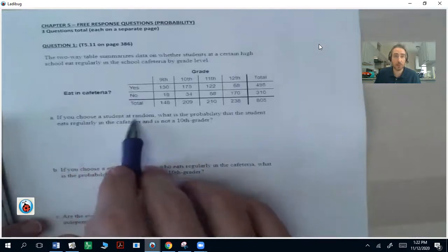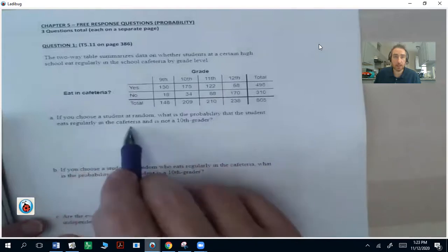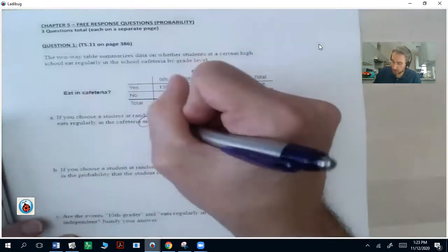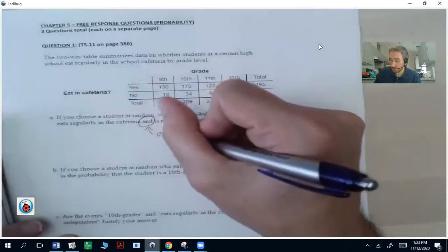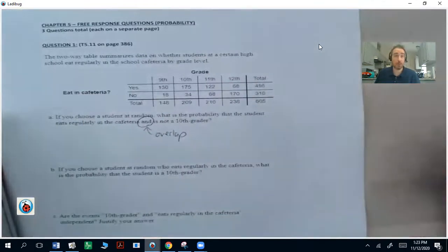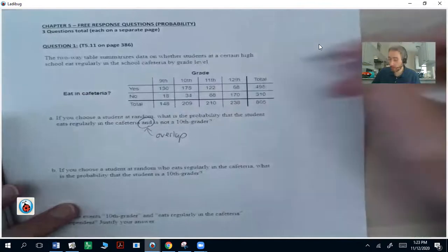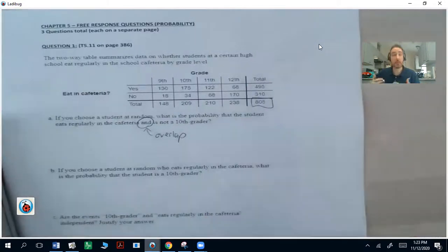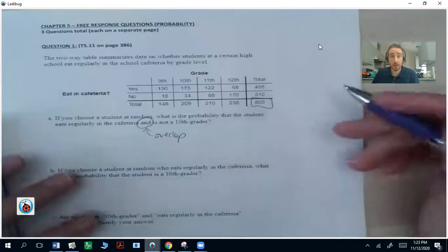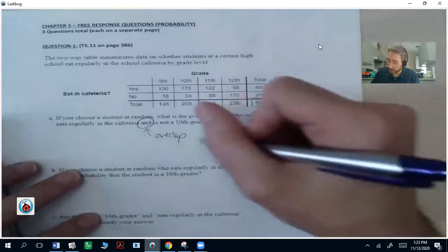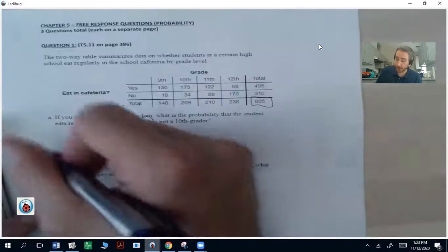If you choose a student at random, what is the probability that the student eats regularly in the cafeteria and is not a 10th grader? And in the table, and represents the overlap. This is randomly picking somebody, so it's going to be the probability a student eats regularly in the cafeteria and is not a 10th grader. Whatever your numerator is, your denominator will be 805. It's not a given, so it's going to be out of 805.